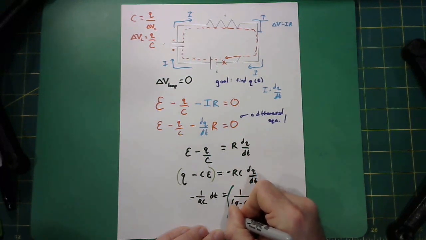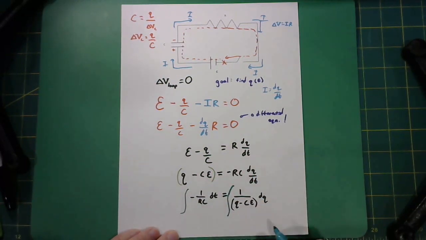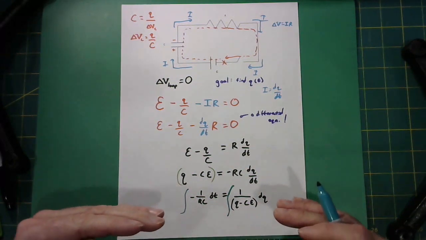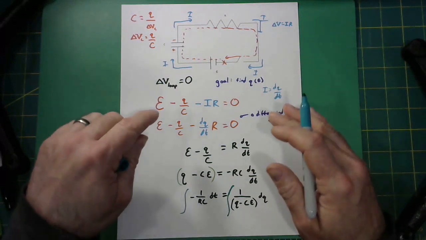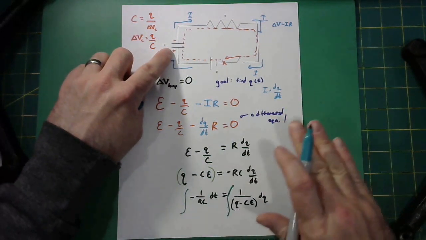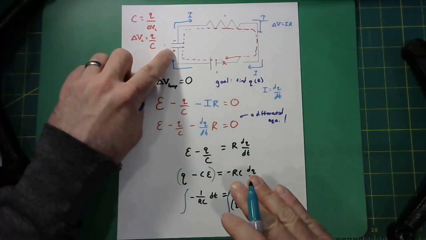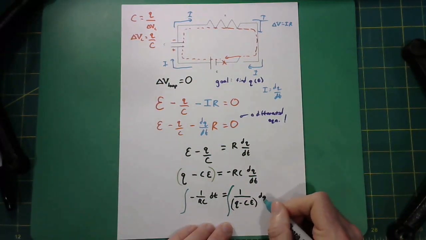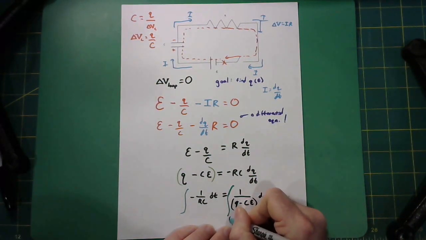What is my issue here? Right, so I'm going to integrate. On this side, I'm integrating with respect to time. This side, integrating with respect to charge. Now, for this problem, I'm starting with the capacitor being completely uncharged, and then I'm going to go until it's fully charged. So I'm going to start with the charge on the capacitor being 0.